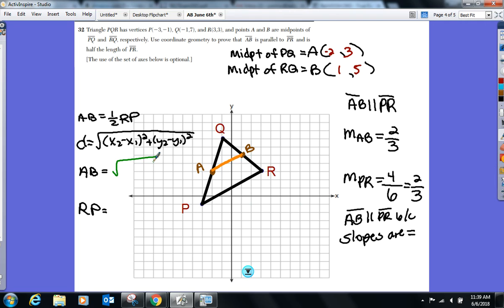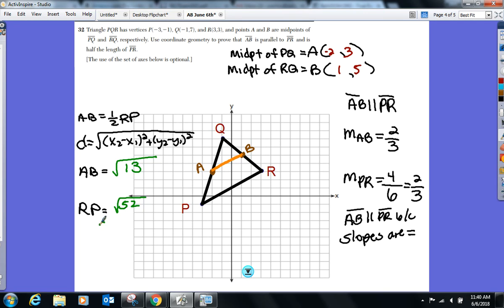Anybody getting the distance to AB? What'd you get? Surprisingly, that's correct. Anybody going to RP? Emma? Yeah. Whoa, whoa, whoa. 100% correct, but aren't we supposed to be proving one's half the other? And I don't think 13 is half of 52. Oh, so it's the square root. It's not 52, it's the square root of 52.